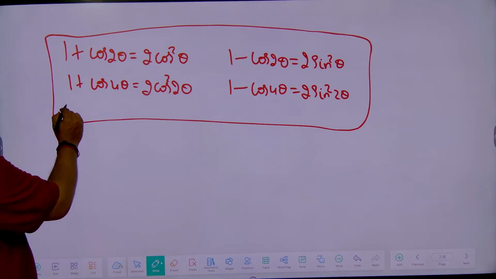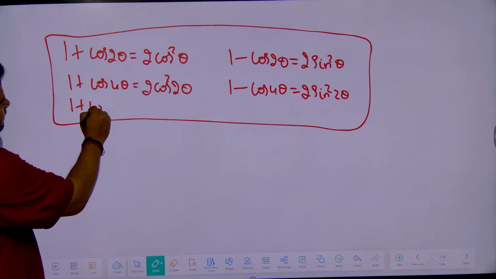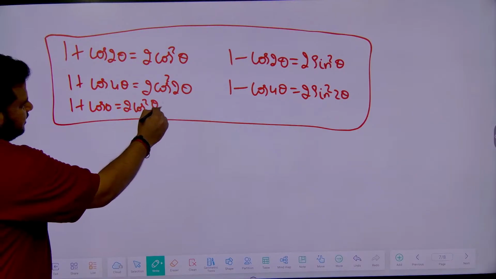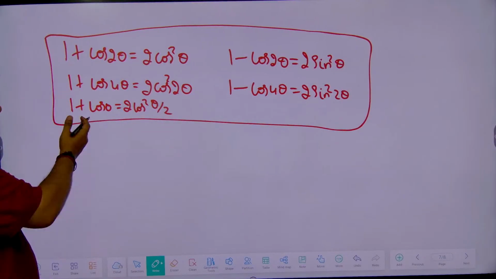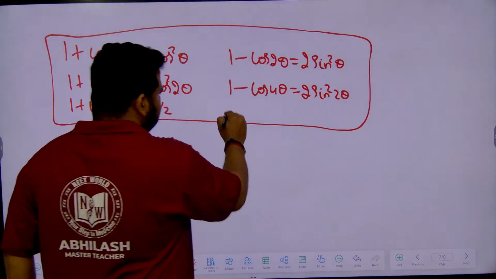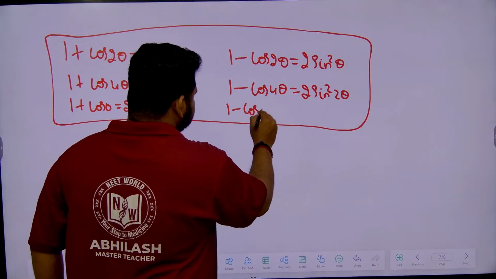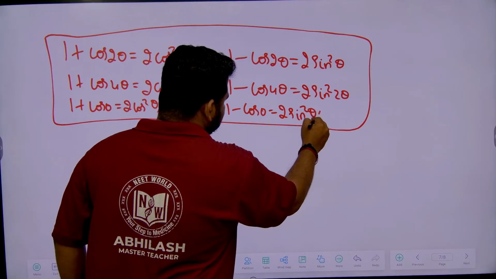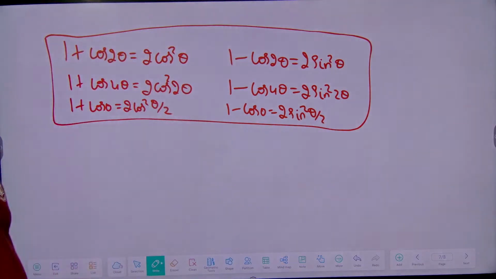Similarly, 1 plus cos theta can be written as what? 1 is becoming half: 2 cos square theta by 2. And 1 minus cos theta can be written as what? 2 sin square theta by 2.